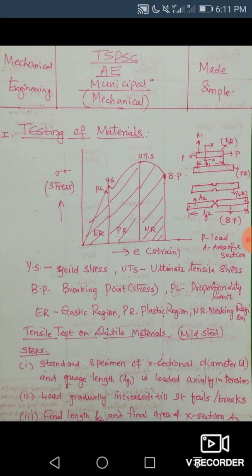So, the second chapter in the engineering materials is the testing of materials. Today we are going to see what testing of materials is and how it is done, what the different types of tests, properties, and test characteristics are.